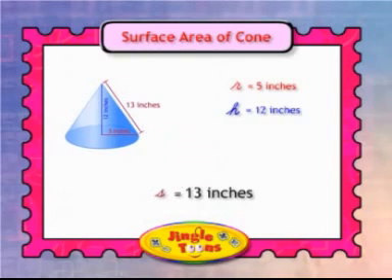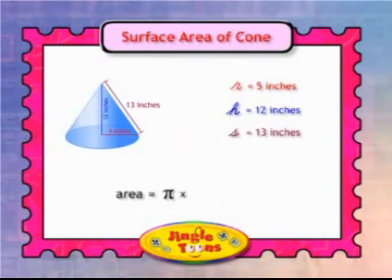Now that we know the slanted side length of the cone, we can use the formula to find the area of a cone, which is area = pi × r × (r + s). So, area = 3.14 × 5 × (5 + 13). Thus, area = 3.14 × 5 × 18. Therefore, area = 282.74 square inches.